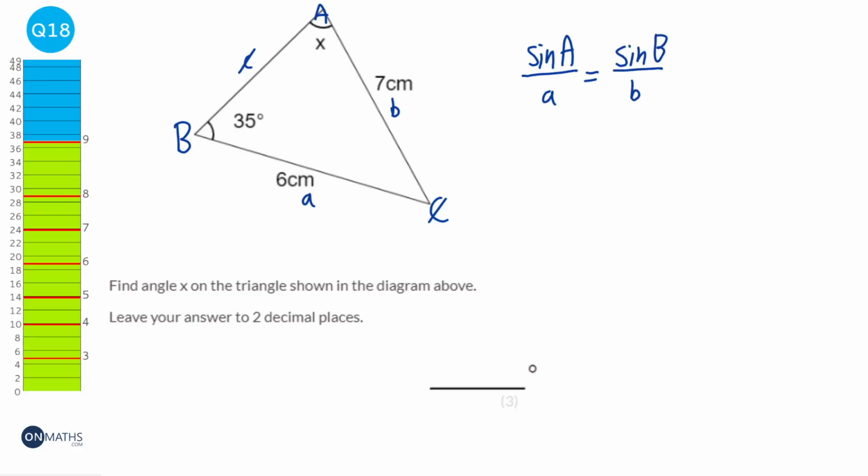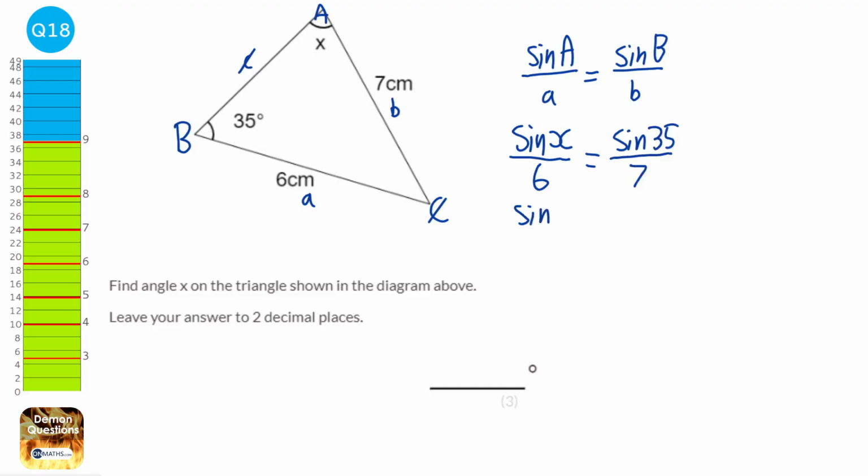Now you might be wondering why I've put sine A and sine B at the top, when sometimes this is written as the lowercase a and lowercase b at the top. Well, if we're looking for the angle, which we are here, we're looking for capital A, you put the angles at the top. If you're looking for the length, you put the lengths at the top. Okay, so we're going to fill this in. Sine x over lowercase a, which is 6, equals sine B, the angle is 35, over lowercase b, which is 7.